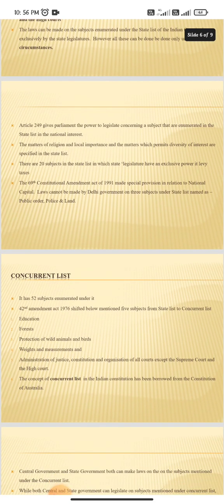Concurrent list. The Concurrent list has 51 subjects under it. It is briefly explained in the 42nd Amendment Act, 1976, and the subjects are forests, education, protection of wild animals and birds, weights and measurements, administration of justice, constitution and organization of all courts except the Supreme Court and the High Court. Like the State list, the subjects are the same. The concept of the Concurrent list in the Indian Constitution has been borrowed from the Constitution of Australia.